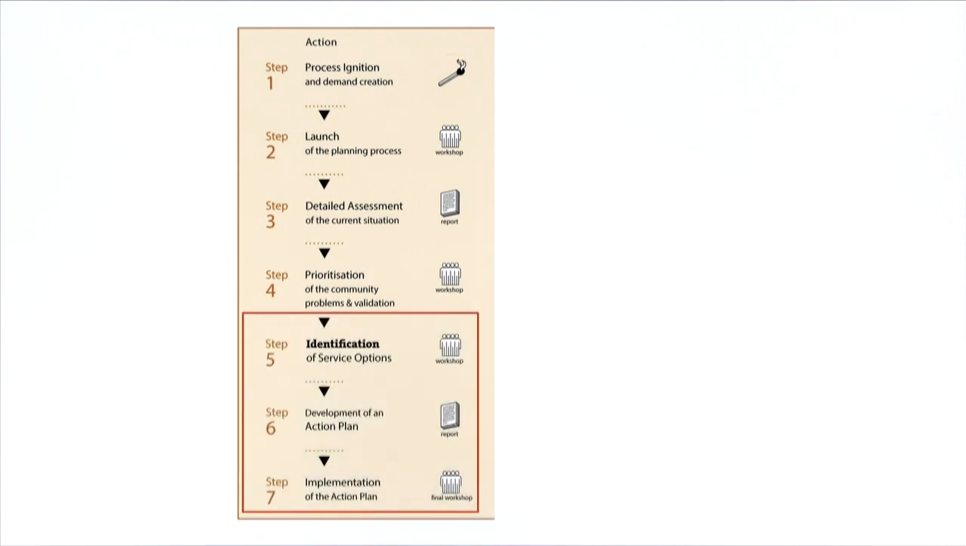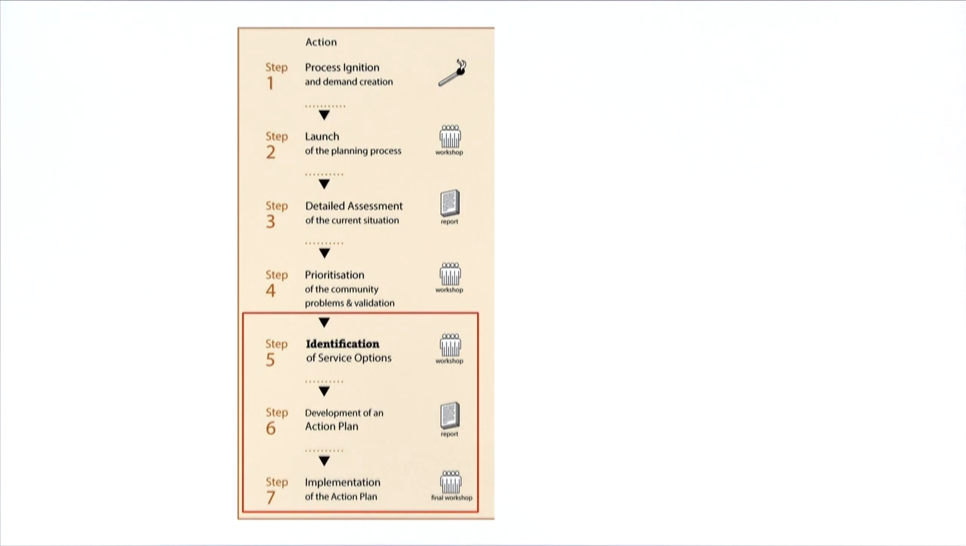Followed then by Step 5, the identification of service options. This includes issues like costs, cost recovery, but also technical options and socio-economic and socio-cultural issues. This can be done in usually 1 or 2 workshops that pull together both experts and community representatives.